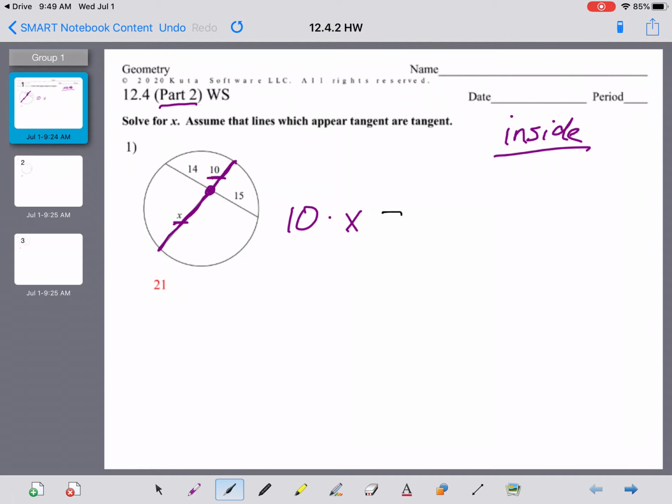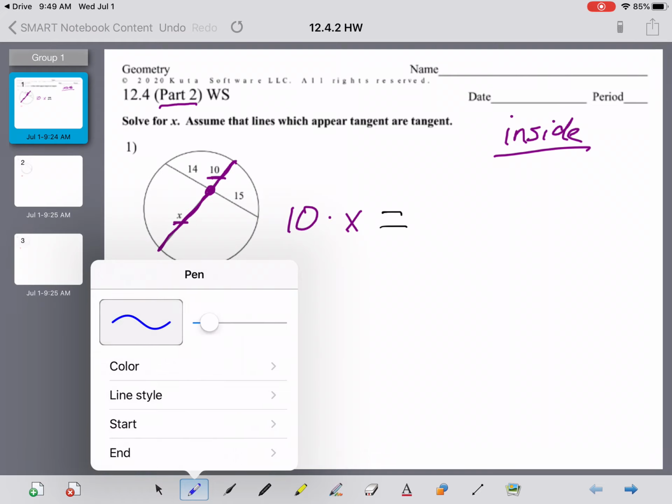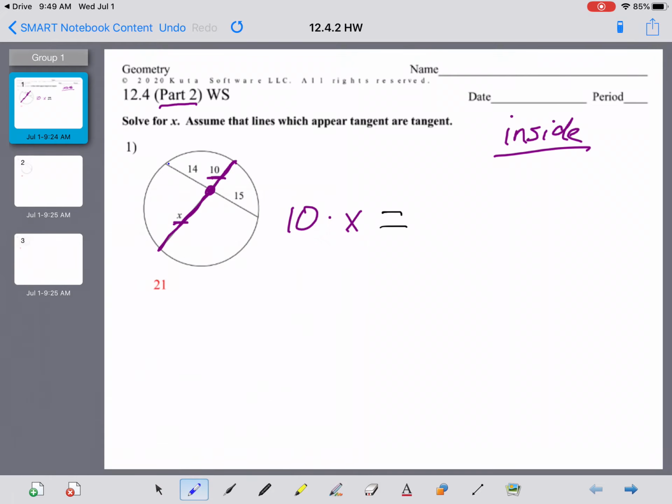And that product right there is going to be equal to the product of the two pieces of the other chord. So the other chord I'm going to do in blue. It starts here, goes through that point in the middle, and ends right here. And the two pieces of that chord have lengths of 14 and 15, so we're going to multiply the 14 and 15 together. Okay, so let's clean up this right side here. There's not a whole lot we can do. The 14 times 15, I am pretty darn sure, is going to get us 210.